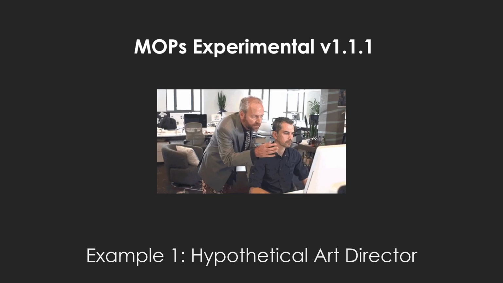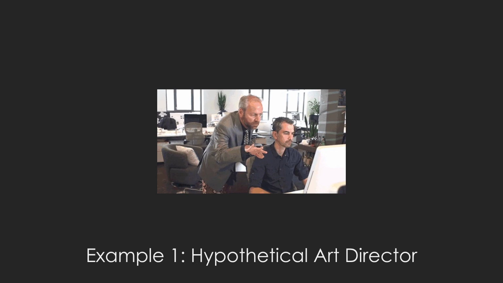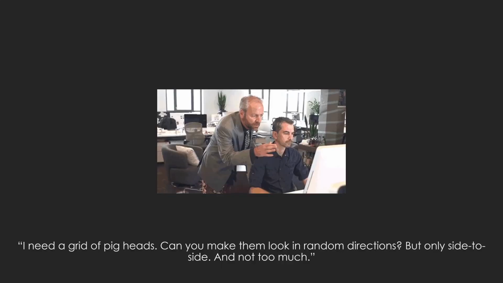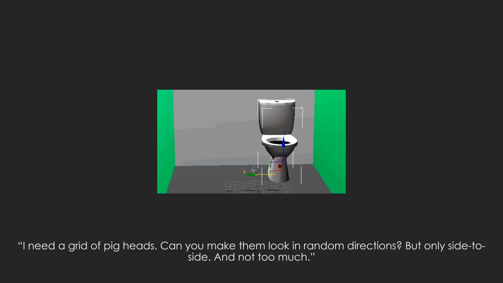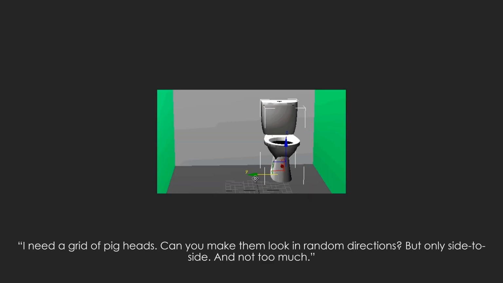Here's an imaginary situation where an art director is giving you very specifically vague instructions on how he wants to construct a grid of pig heads. So here's the initial ask. I need a grid of pig heads. Can you make them look in random directions, but only side to side, and not too much?